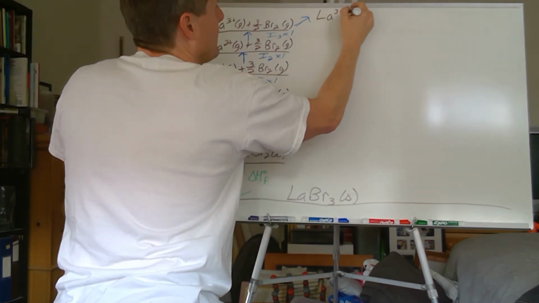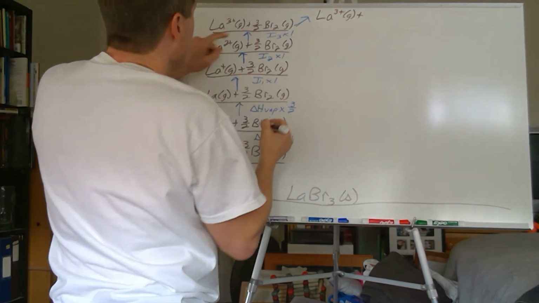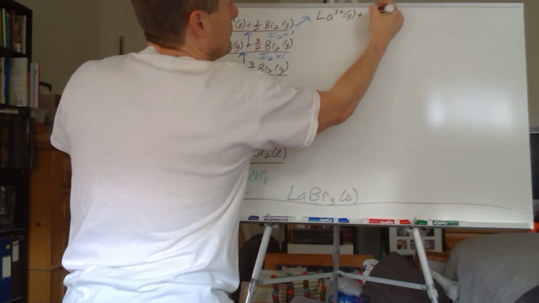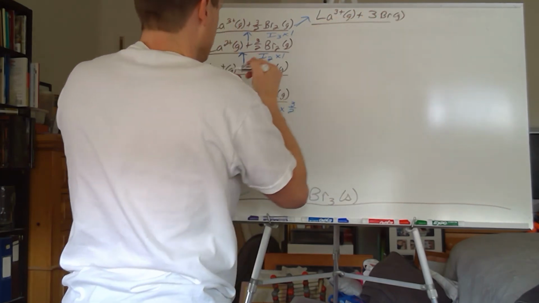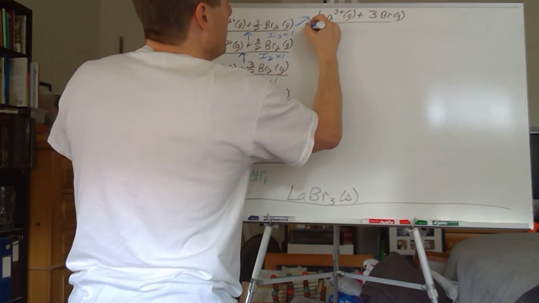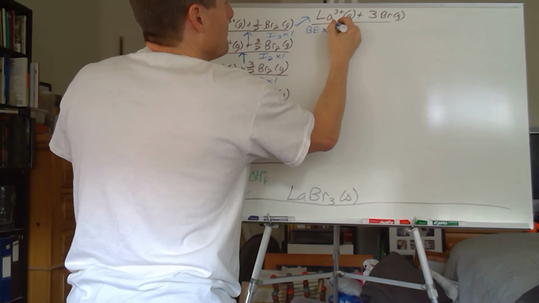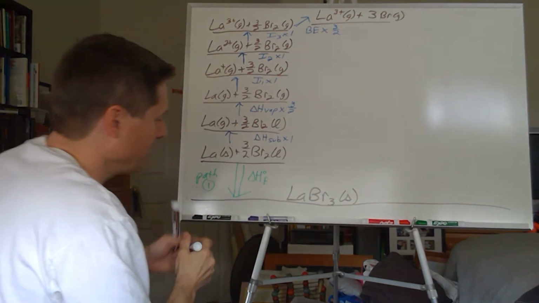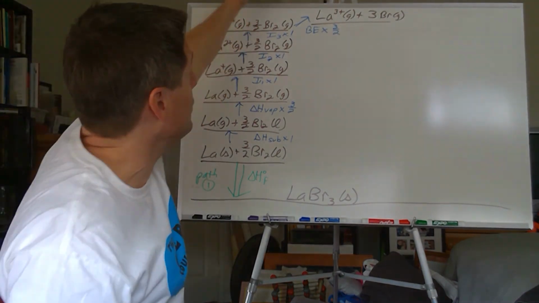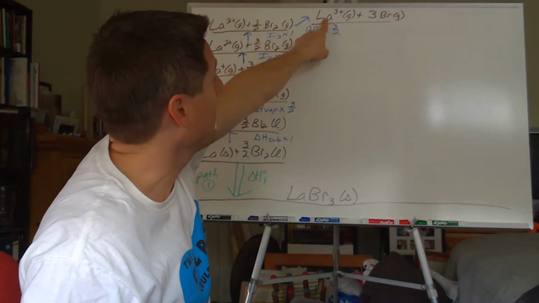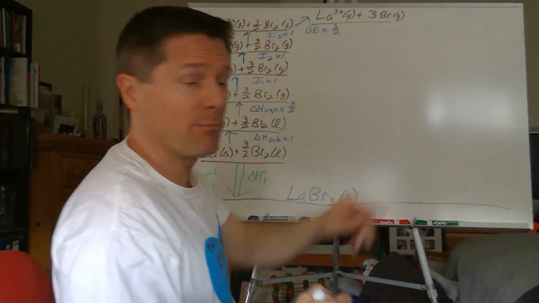So that'll be lanthanum +3. And then 3/2 times 2 would give me 3 bromine atoms in the gas phase. And that will be the bond energy times 3/2. So I apologize, it didn't fit on my board. I got a little too excited. So that should go up, right? So we got lanthanum in the gas phase +3, and we got 3 bromine atoms.